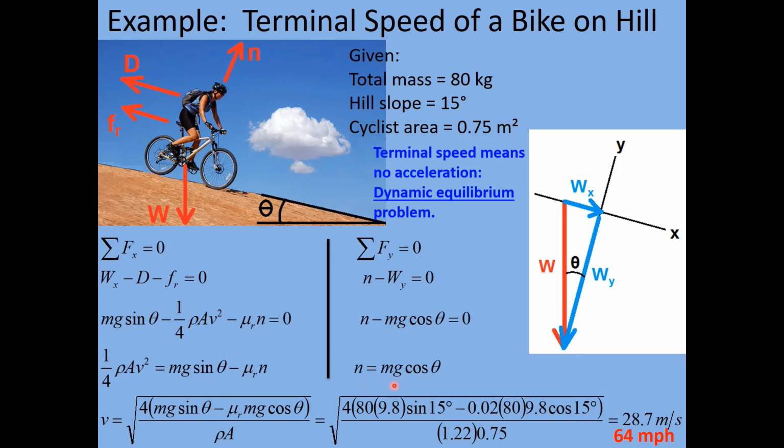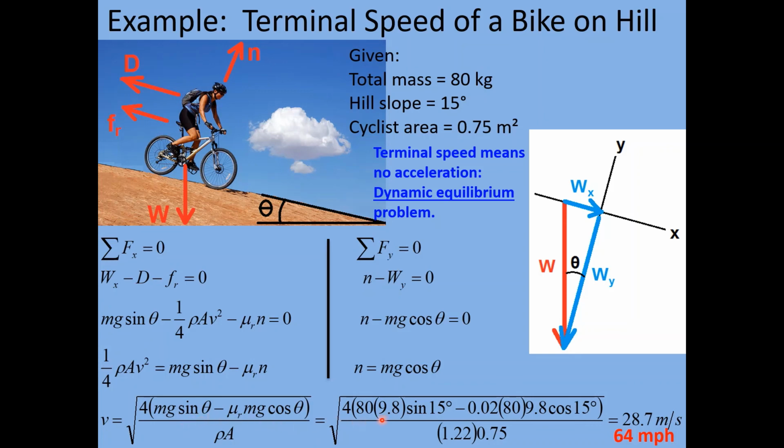So I'm going to substitute this expression for the normal force into the n right here. Now you can see it over here, the mg cosine theta. Then I'm going to solve for v by multiplying everything by 4 to get rid of the 1/4, dividing by rho, and dividing by A. So here's all the algebra. And then, of course, that's v squared, so we have to take the square root of all of that to get v. Finally, I have an expression for the terminal speed of the bicycle.